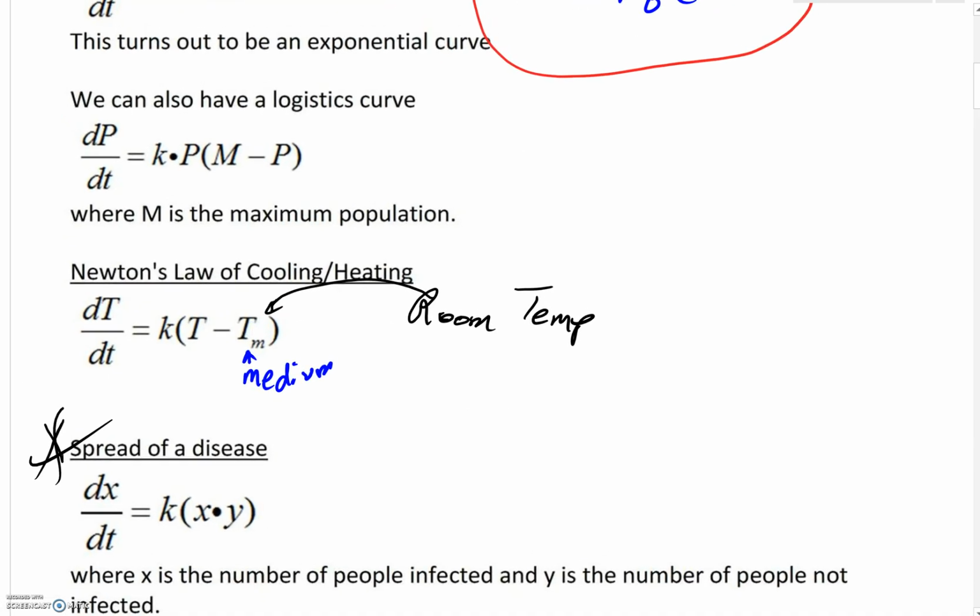Newton's law of cooling and heating. We have the temperature changing with respect to time. It's proportional to the difference, the subtraction, of the temperature and the surrounding medium, the room temperature in this case. So, we've seen that before too.